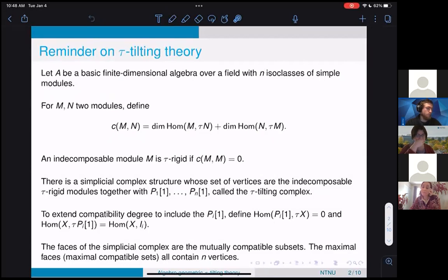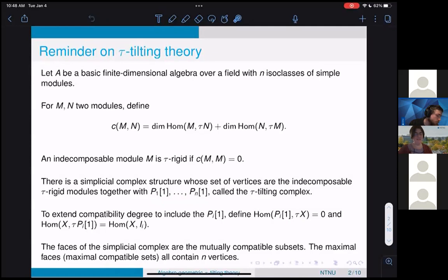And then it turns out there's a simplicial complex structure whose vertices are given by these indecomposable tau rigid modules together with these funny n extra guys. And if you've seen cluster theory in various places, you may have some feeling about why there might be n extra guys. And you might have some feeling about why I would notate them like this, but you don't really have to worry about it. There's just some n extra guys who are also there naturally sort of filling in the picture, filling out the simplicial complex.